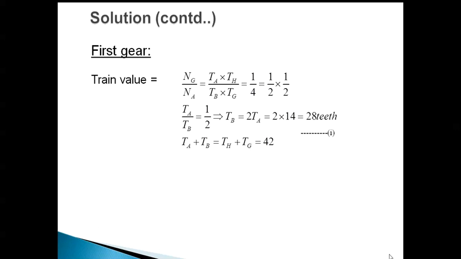So we can take TA by TB equal to 1 by 2 and TH by TG equal to 1 by 2. So TA by TB equal to 1 by 2, TB equal to 2 into TA, that is 2 into 14, that is 28. TA plus TB equal to 42, TH plus TG equal to 42. So already in the problem we have seen TA plus TB equal to 42. So TA plus TB equal to TH plus TG because both have the same center distance. So then TA plus TB equal to TH plus TG equal to 42.